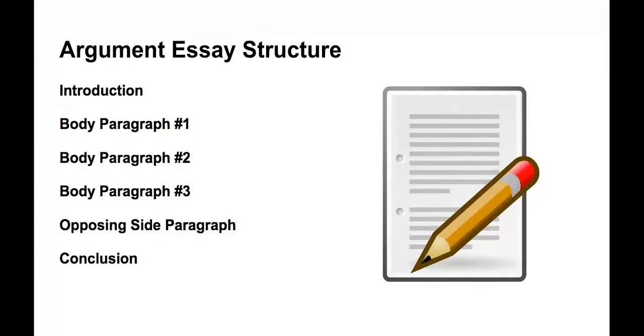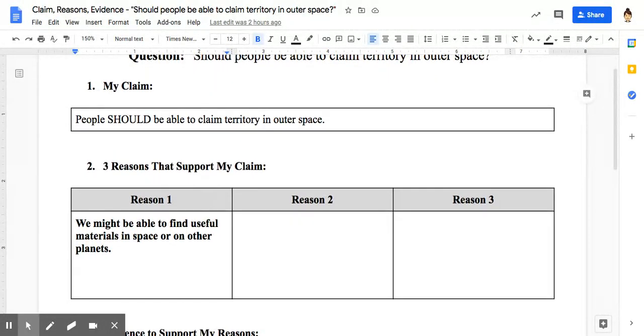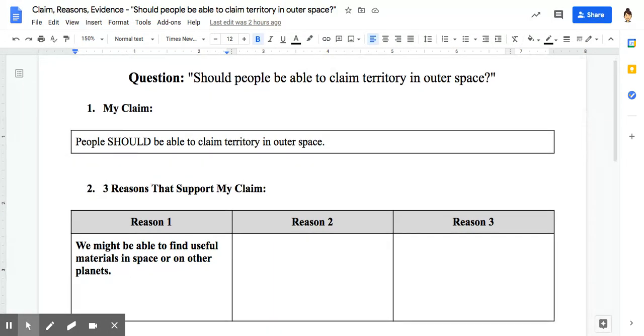So this tab, all right, here we go. This tab right here shows your assignment that we've been working on the past couple of days. Claim should be written in this box right here. So your claim is simply your opinion on the question that is listed above. Should people be able to claim territory in outer space?